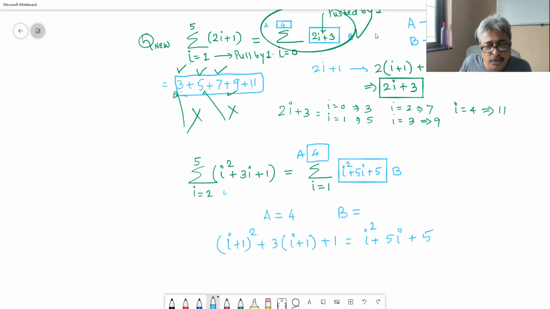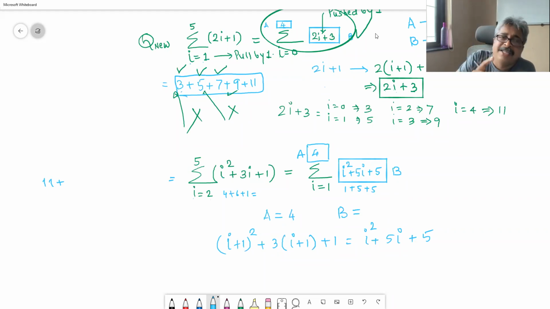2 square, that is 4. 3 into 2, that is 6, plus 1. The first term of this summation is 11, plus the second term. No, let us cross check the first term first. If i is equal to 1, 1 plus 5 plus 5, it is 11.